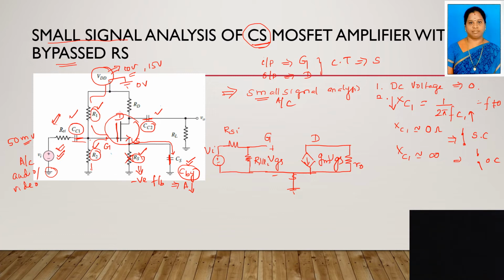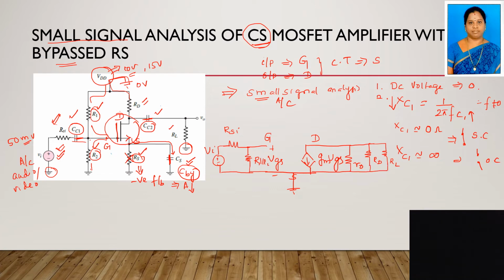Then from the drain part, you have RD resistance. So from the drain I have to connect two resistors, one is RD and another one is RL, right? RL's other end is connected to ground again. Similarly, RD's other end is connected to ground. So this is ground now, so I will connect all of these.